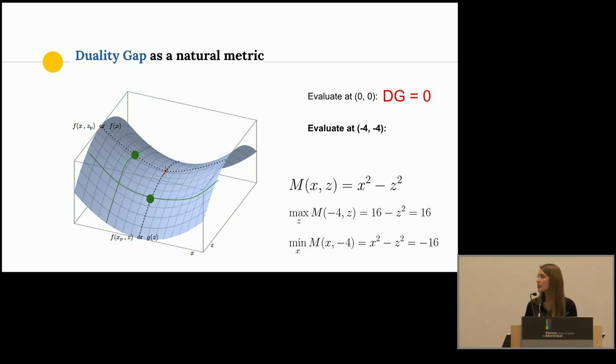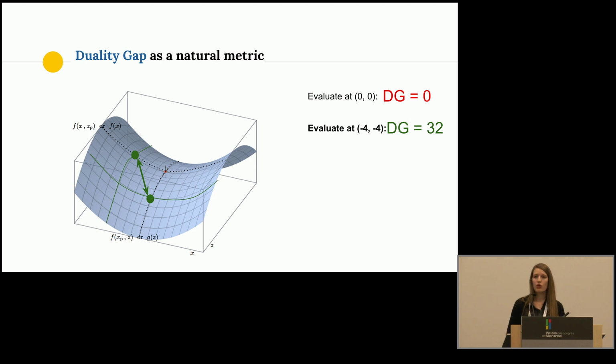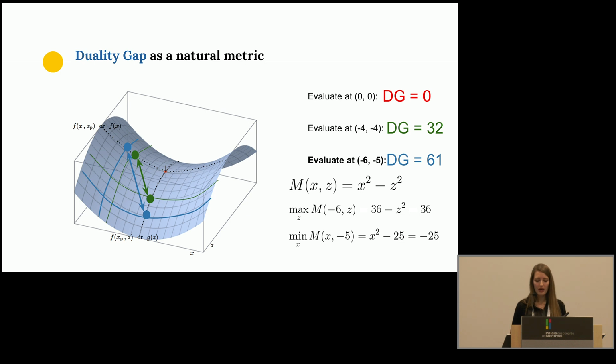Now if we try to evaluate a point that is further away from the equilibrium, so -4, -4, we compute again the max term and the min term, and we can find that the value of the duality gap is equal to 32. As we move further away, the duality gap becomes 61. So here we measure for every point how distant it is from the equilibrium without actually specifying that the equilibrium is the point 0, 0. This is very convenient for GANs, as it gives us a handle for how far we are from the solution and whether we have converged or not.